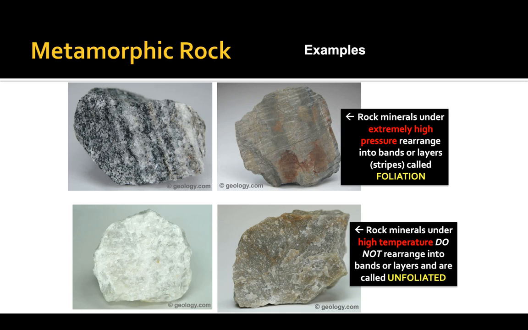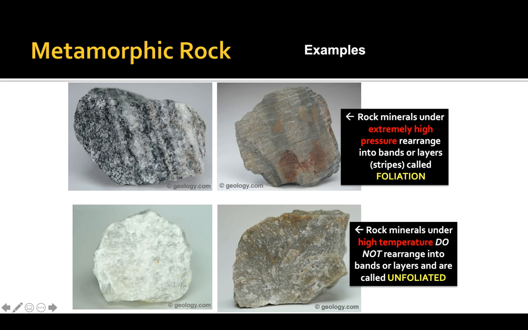So here are some metamorphic rocks. We usually talk about them in two groups. So under extremely high pressure, we are going to see this arrangement in stripes or bands. And this rock here, the one that looks like a zebra, is called gneiss, spelled G-N-E-I-S-S. And geologists call this foliation.